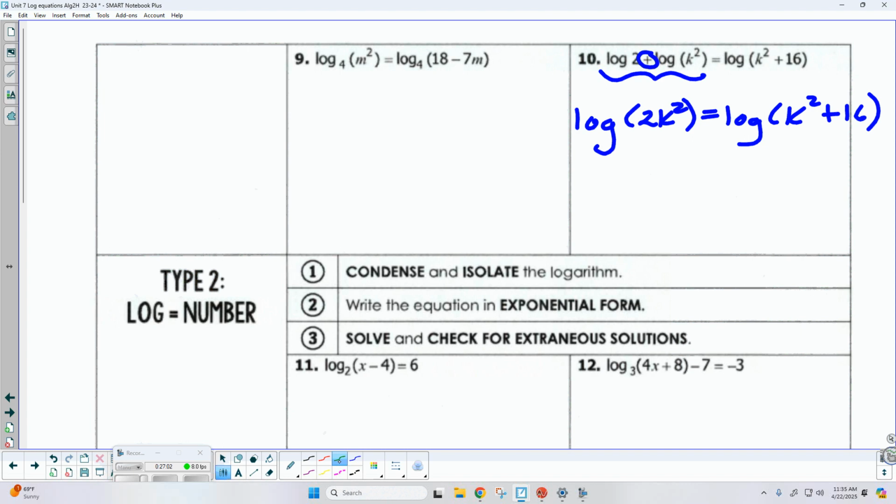Okay, once it's log equals log, same base, mark them out, you got your equation. Everybody remembering how easy this was? And fun? Of course. Okay. So let's say 2k squared equals k squared plus 16. Walk me through this. How would I do it? Okay, subtract k squared. So 2k squared minus k squared is just k squared, which is equal to 16.